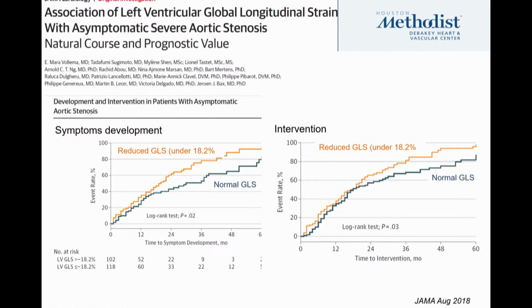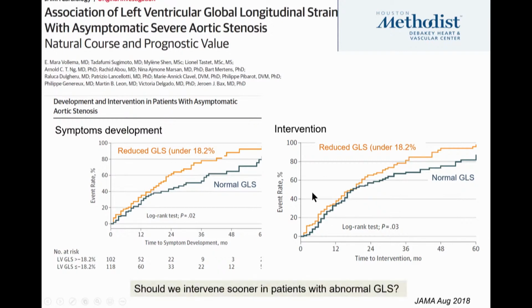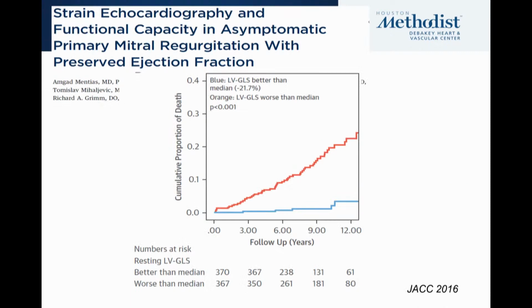This is a study more recent with aortic stenosis showing that patients that had a reduced GLS under 18% had a faster development of symptoms, and for that same reason, a faster need for aortic valve replacement. So should this one day become one of the criteria we may use for an earlier valve replacement in aortic stenosis? Stay tuned. Mitral regurg, same story.